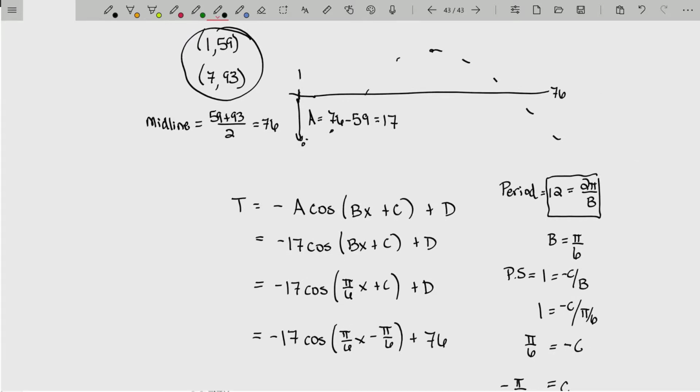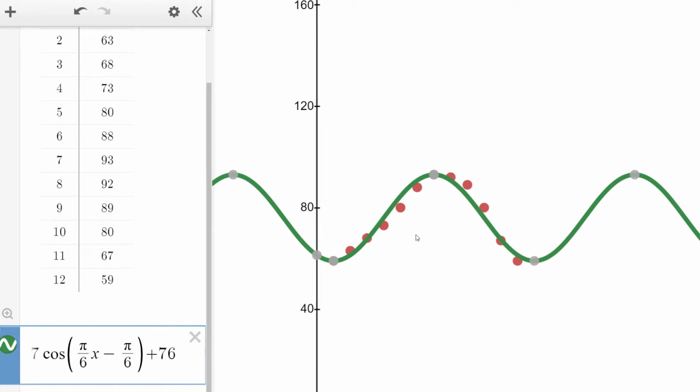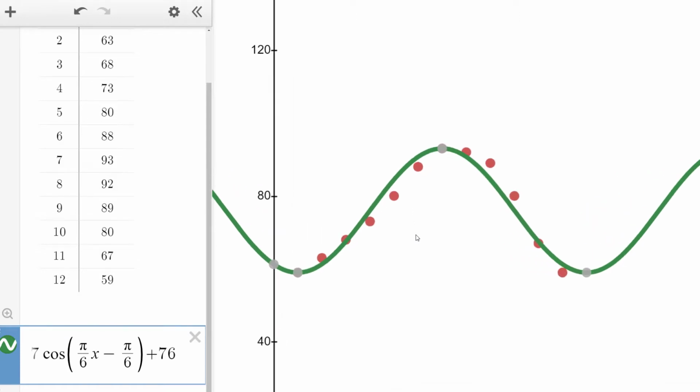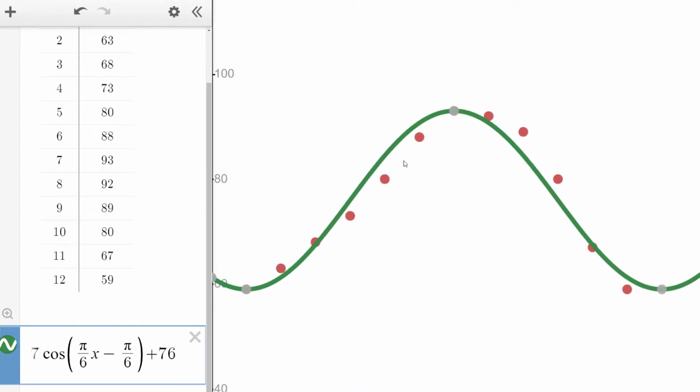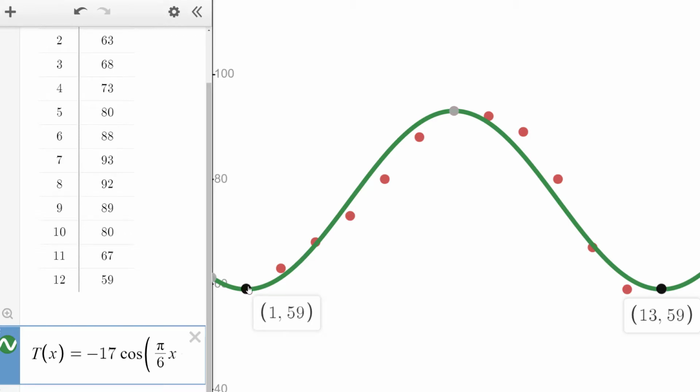So let's go ahead and see how this looks. And you got to love it when your model fits the data pretty decently, and it does. So that works very nicely. Of course, we only picked 2 points, and those 2 points might not have been the best. I could have picked maybe 8, 92, but I don't think that's actually a good point to pick. I think this one actually works fairly nicely. Yeah, month 13, which is January again, you're back to 59 degrees, which is right there. So it does model okay.